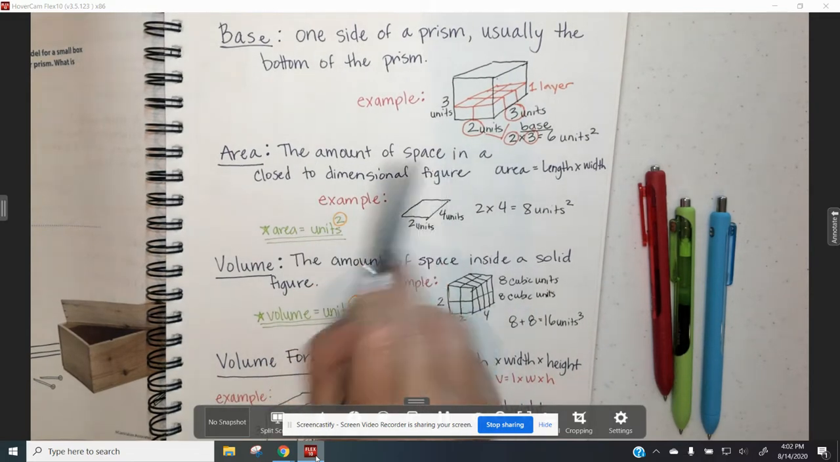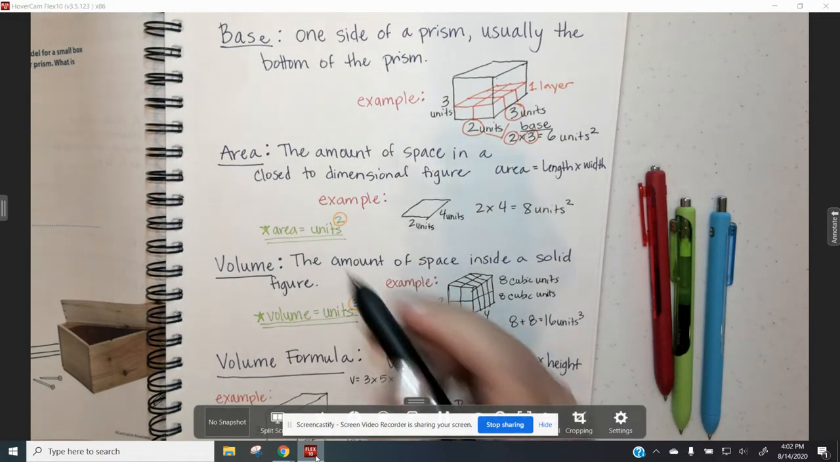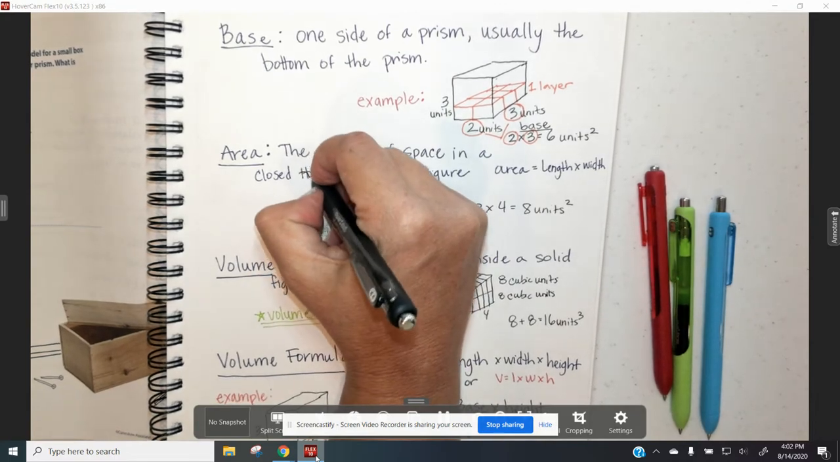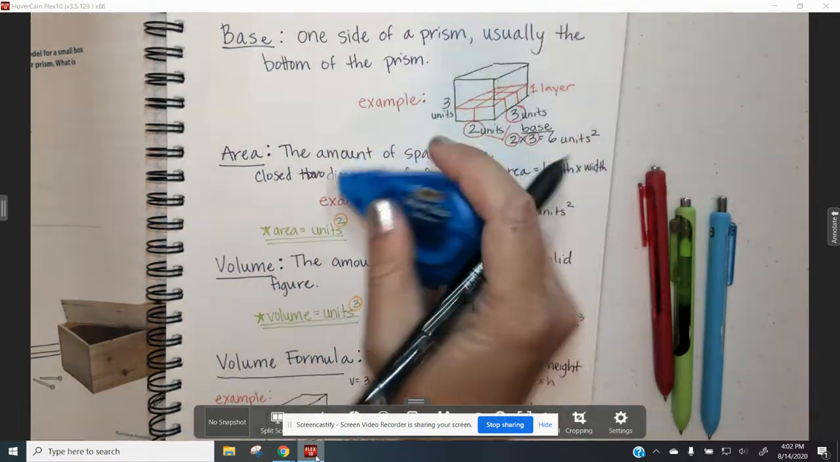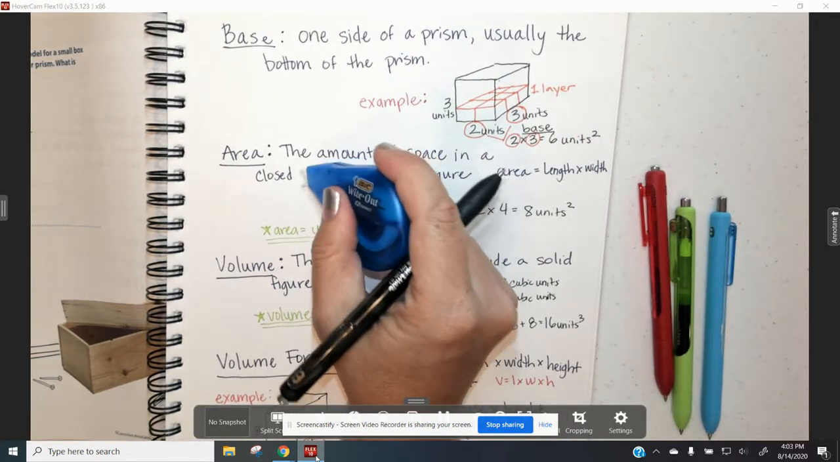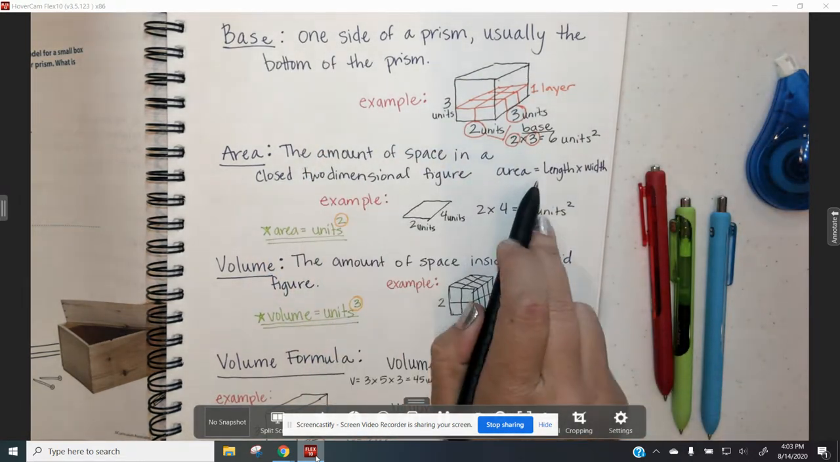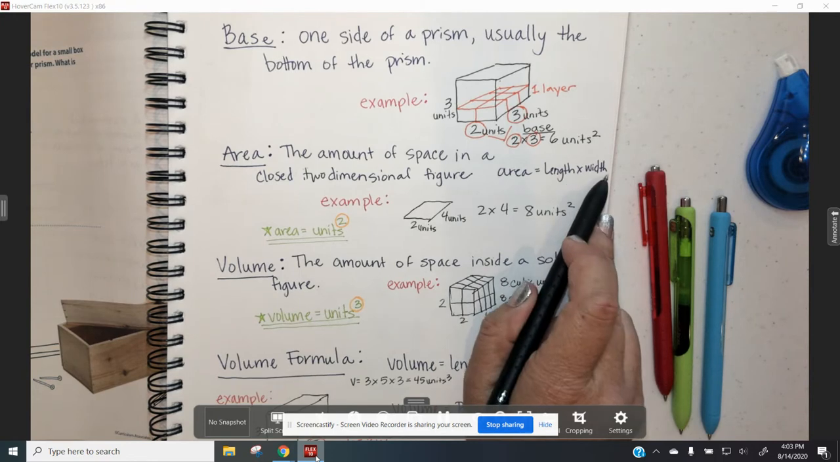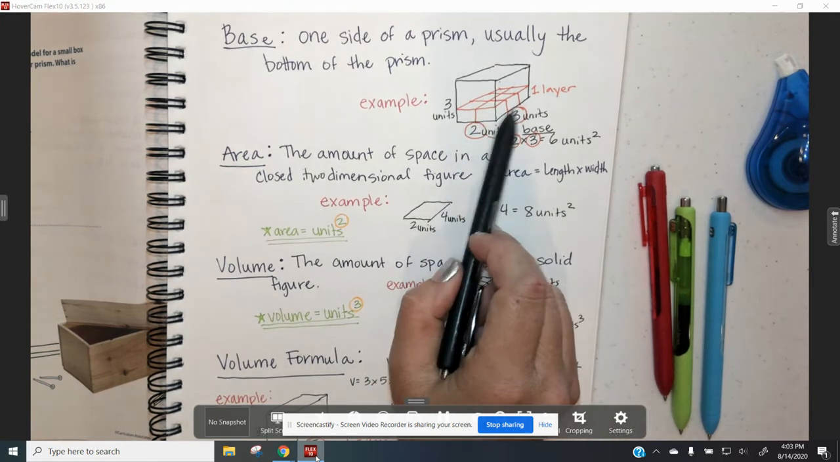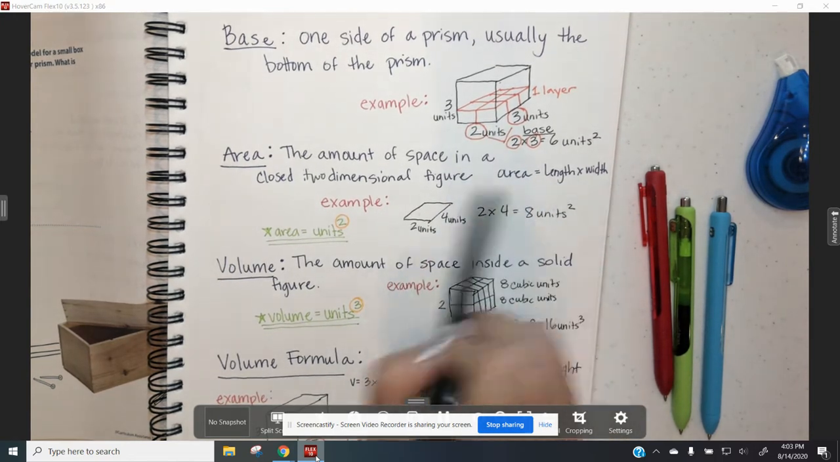Area is the amount of space in a closed two-dimensional figure. The area is equal to length times width. So when we talk about the area of the base, we're talking about the length times the width.